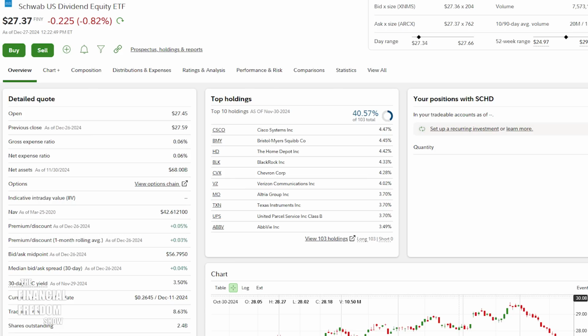SCHD has consistently positioned itself as a leading dividend ETF due to its disciplined selection criteria, low expense ratio, and strong emphasis on both yield and growth. When comparing SCHD with other dividend ETFs such as VYM, which is the Vanguard High Dividend Yield ETF, DGRO, which is the iShares Core Dividend Growth ETF, and DGRW, which is the WisdomTree US Quality Dividend Growth ETF, several unique factors suggest that SCHD could outperform in 2025.